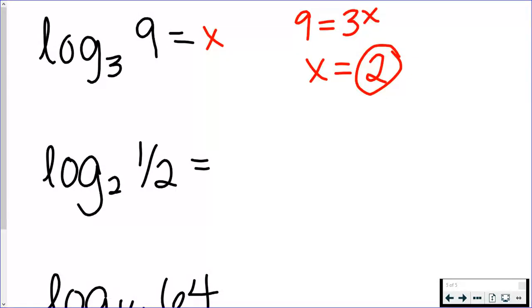The next one I'm going to do is log base 2 of a half. I'm going to go ahead and do the same thing I did before. Now I want to know 2 to what power is equal to 1/2. So I have a video where I explain negative exponents.